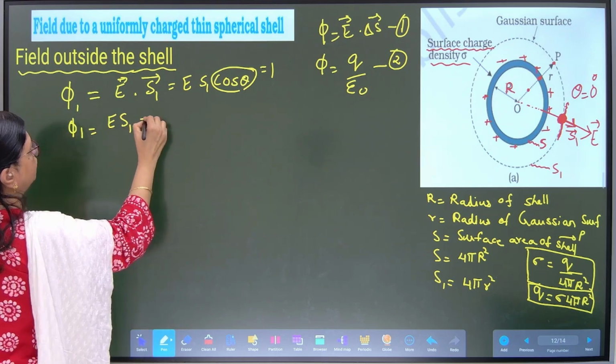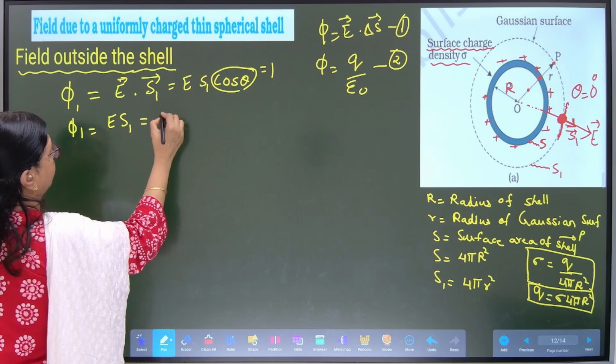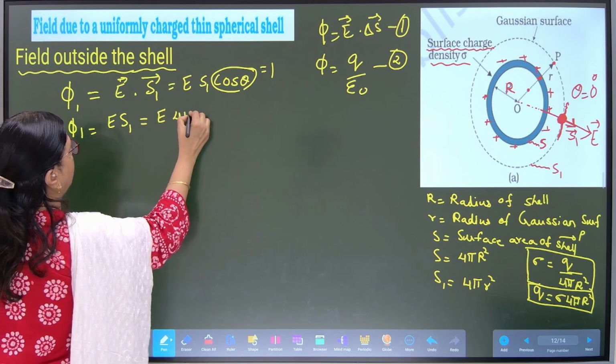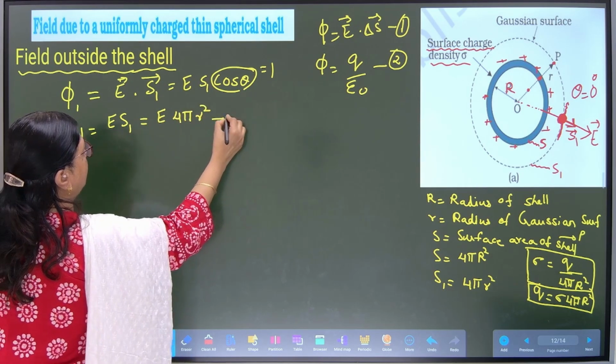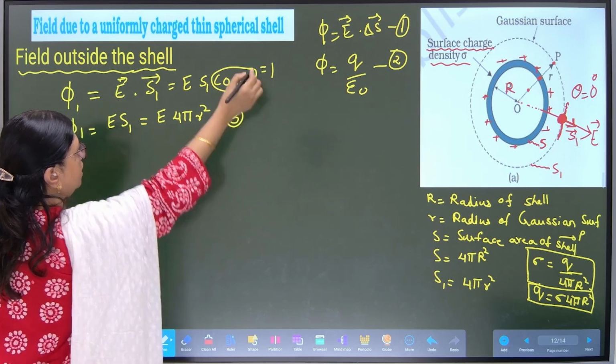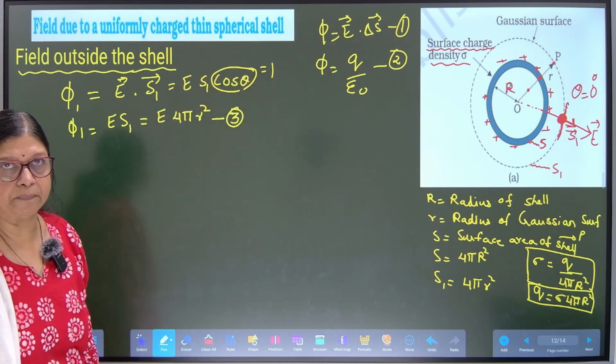I can substitute from there. So I can write E 4 pi r square. Let me name this as equation number 3. 1 and 2 I have already named.